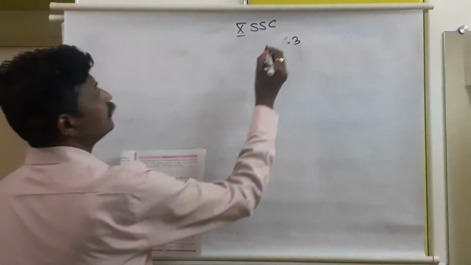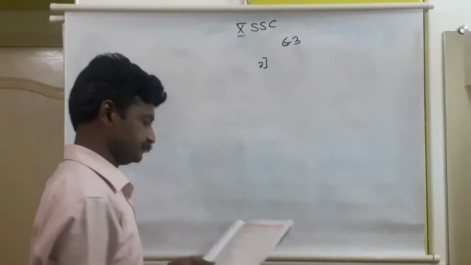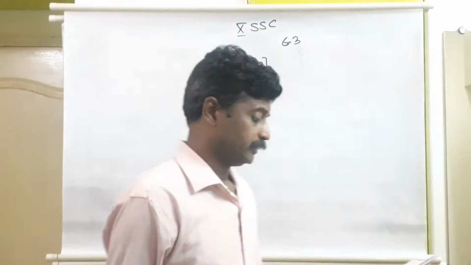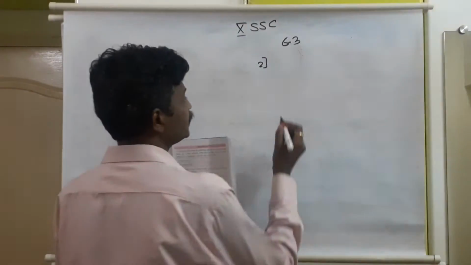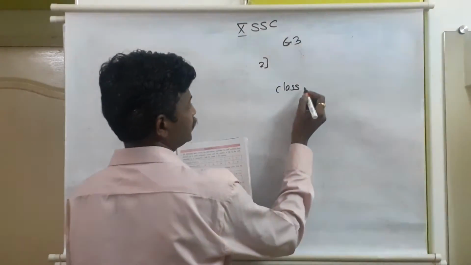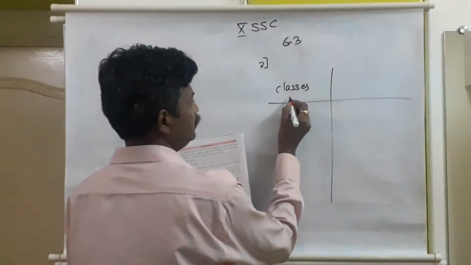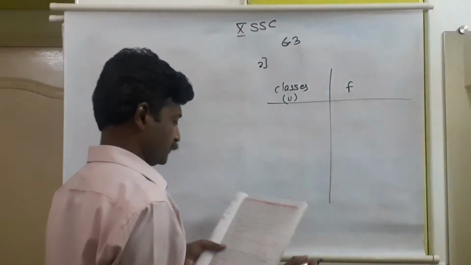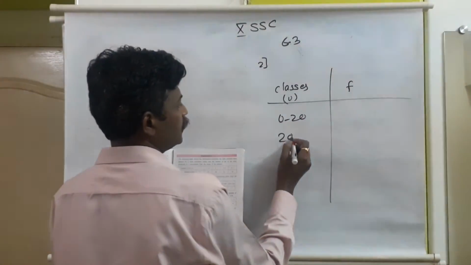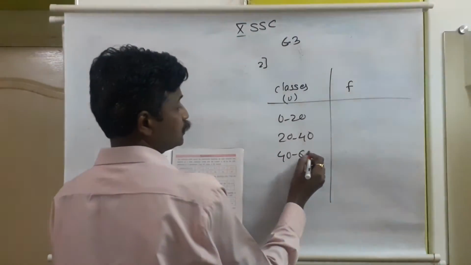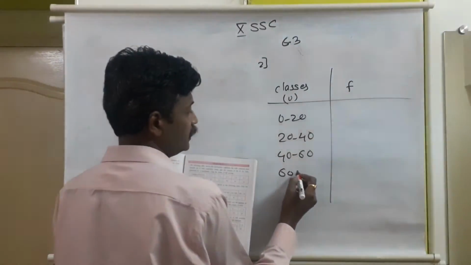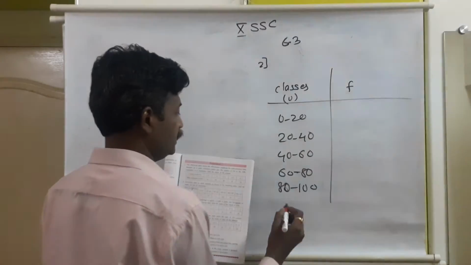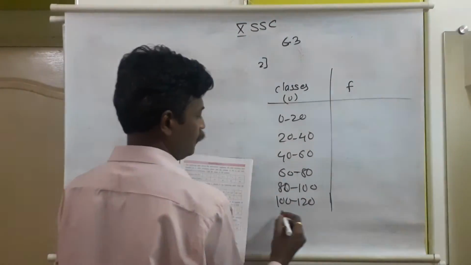In sum number 2 of 6.3, the given information is classes 0 to 20, 20 to 40. The classes are already continuous, so it is not necessary to waste our time. Use of electricity is given in units, and we will consider it as classes. Then the frequency is the number of families, that is F. So first class 0 to 20, then 20 to 40, 40 to 60, 60 to 80, 80 to 100, and 100 to 120 units, used by how many families?